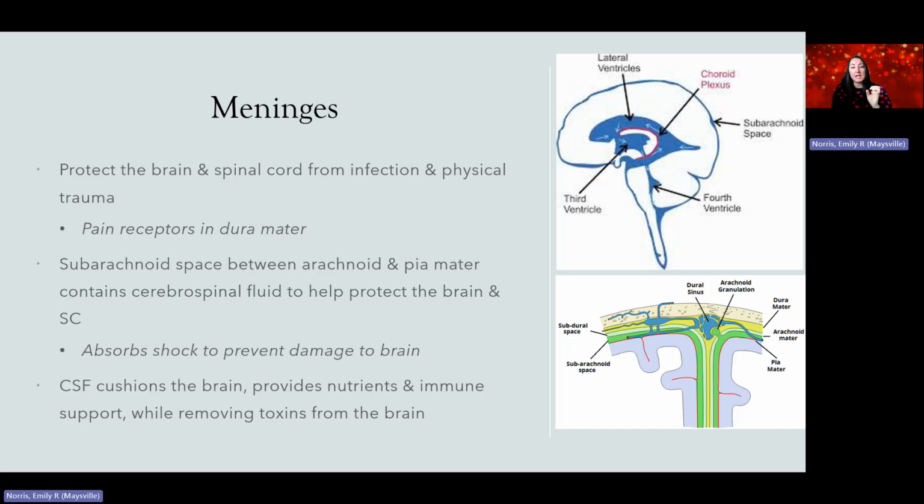So the meninges and the cerebrospinal fluid help protect the brain from infection, from physical trauma, and kind of cushion that brain so that it's not getting damaged.